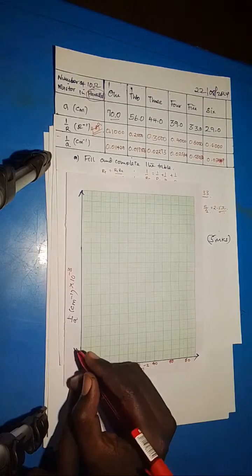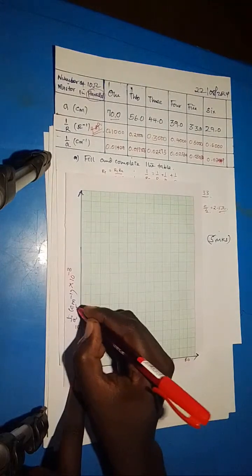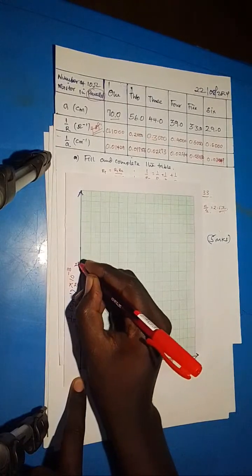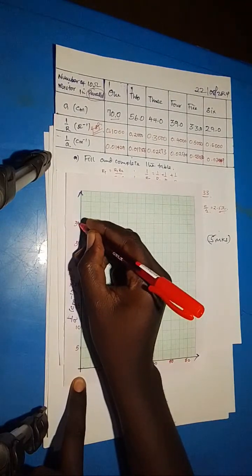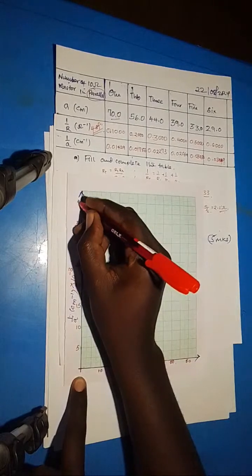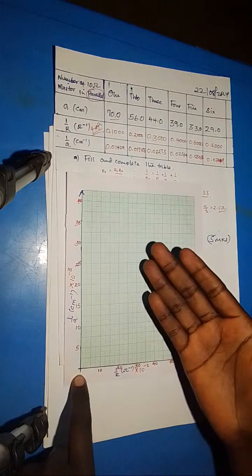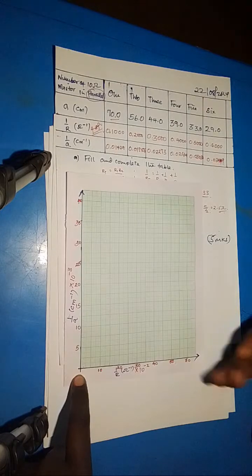My scale of 5, 10, 15, 20, 25, 30, 35, all the way to 40 will be very much okay. Therefore, now I need to transfer everything which is here to be in this part.